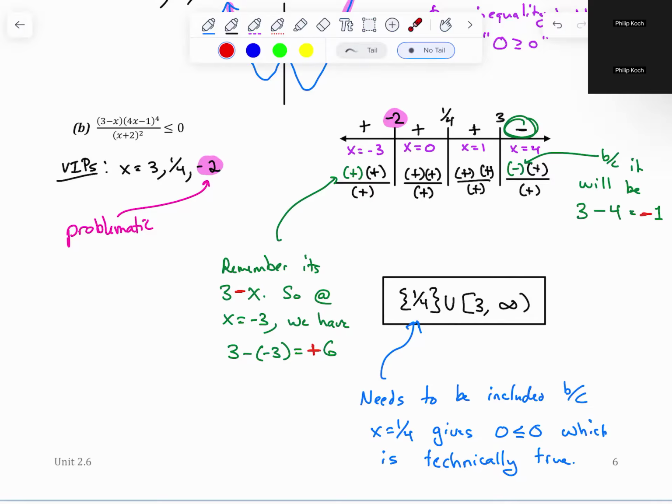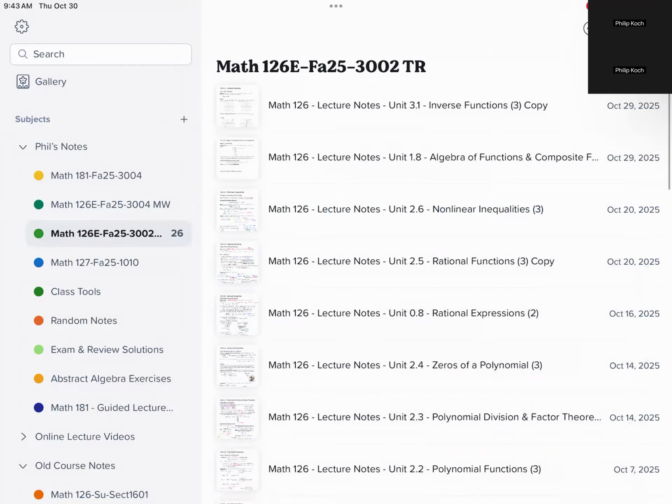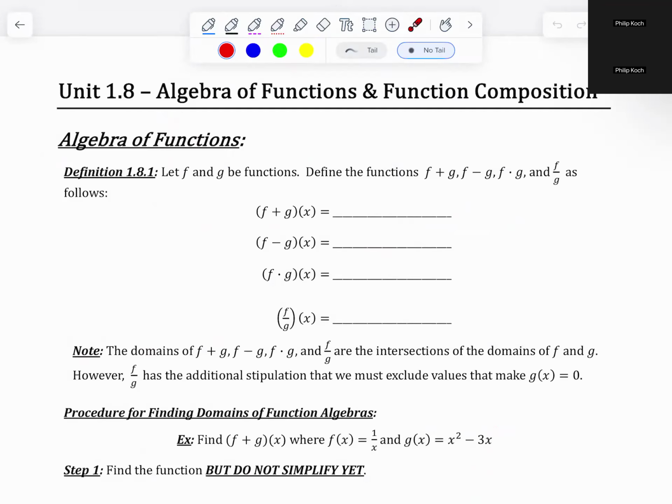Okie dokie. Then we will start unit 3. In order to start unit 3, we need to talk about one thing in addition first, which there's a little bit here that is not super relevant to unit 3, but there is a thing at the very end that is very relevant, which is composition. So first thing we'll talk about is the algebra of functions.